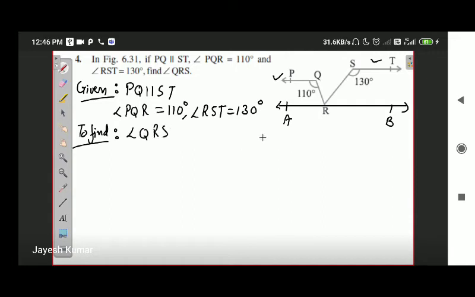Okay. So see what I'm going to do is, with the help of angle PQR, with the help of this 110 degrees, I'm going to determine the value of this angle. Alternate interior angles are equal. In the same manner, with the help of 130 degrees, I'm going to determine this value. And we can easily identify the angle in between them. This is one procedure, one way we can move forward with the question.